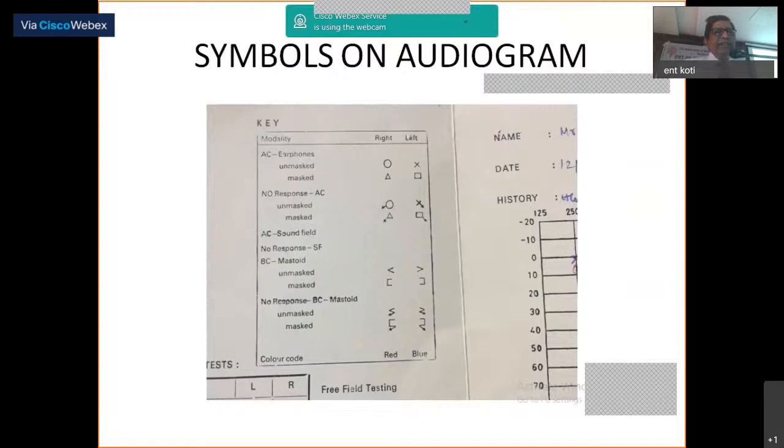Then sometimes they will note the test conditions, fair or unfair. Some of the patients may not cooperate. So then you write the test condition as unsatisfactory.